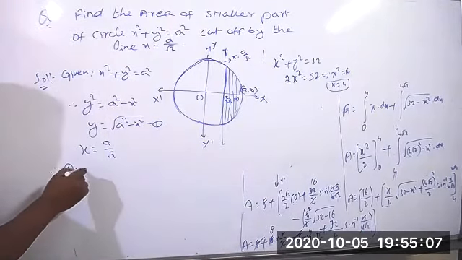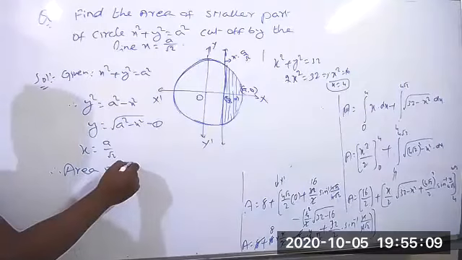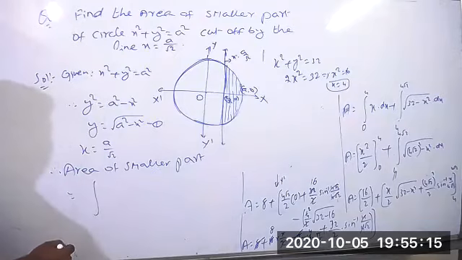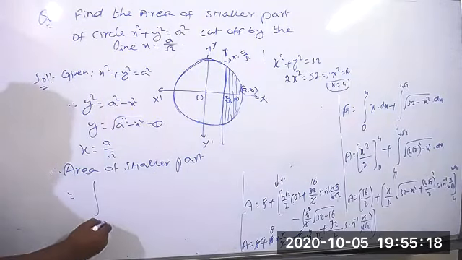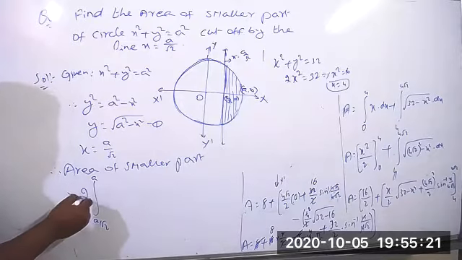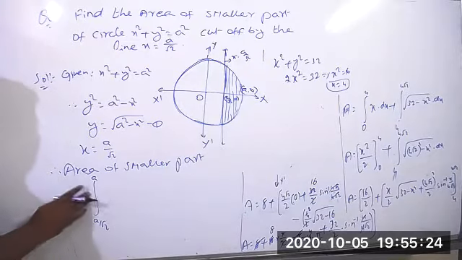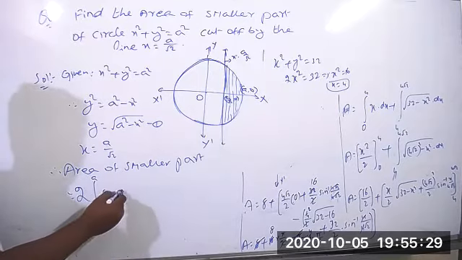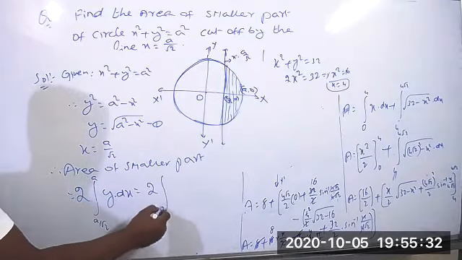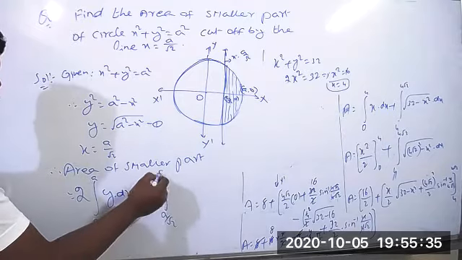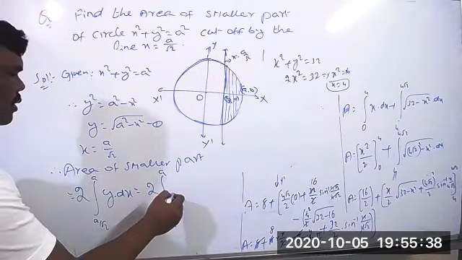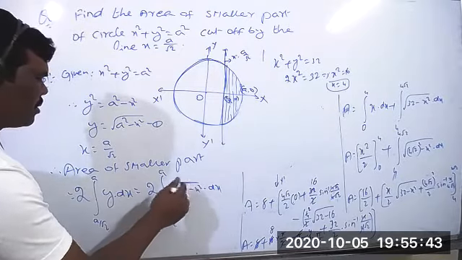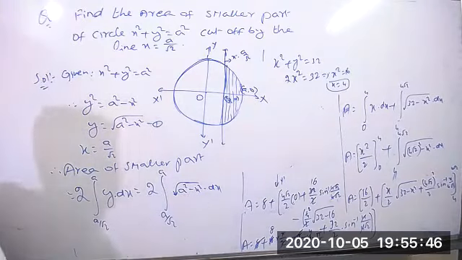Area of the smaller part is equal to the integration with limits a by root 2 to a. For how many parts? Two parts are there, so directly take 2 into integration of a by root 2 to a of y dx. Clearly y equals root of a square minus x square, so 2 into integration of root of a square minus x square dx.